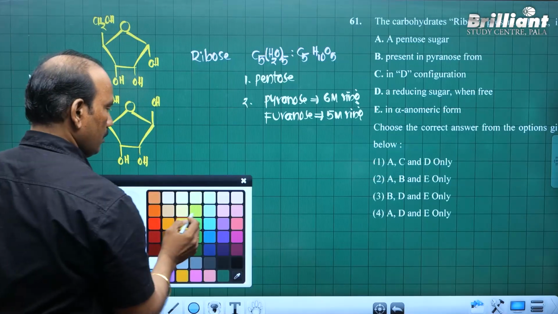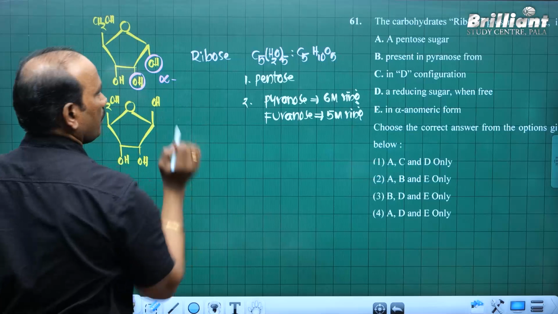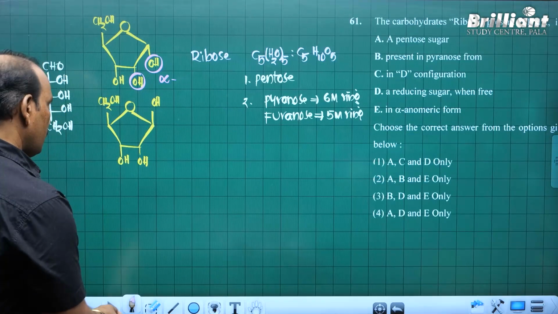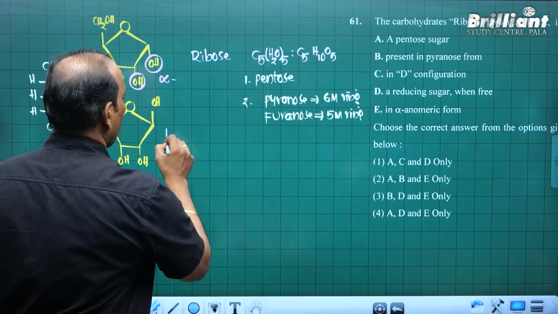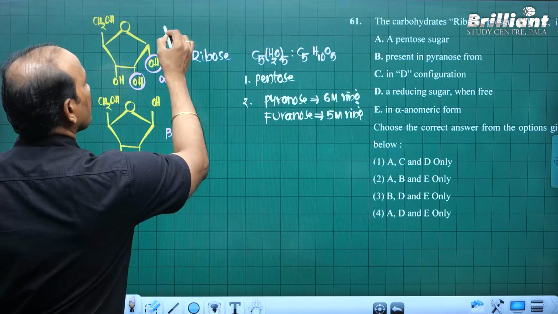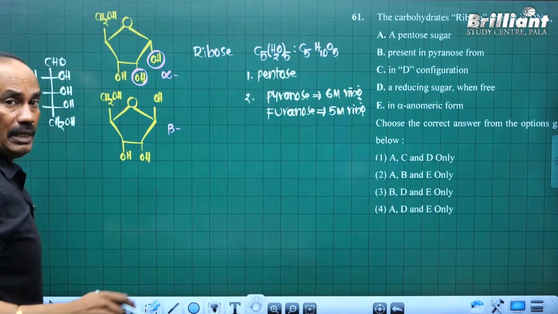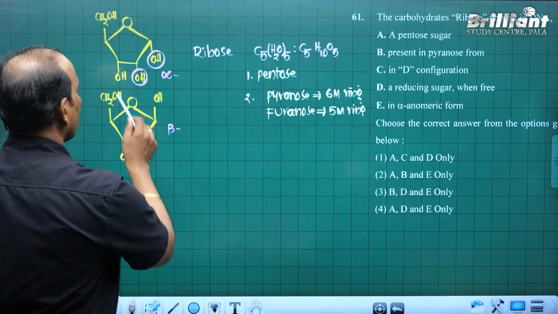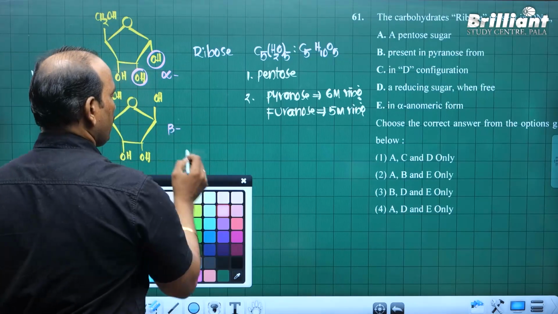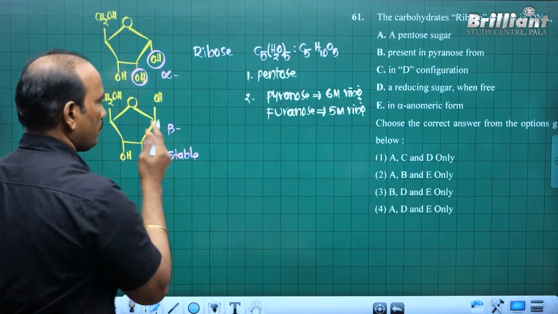Here both are on the same side. This is alpha. Then oxyribose, where oxygen is there, this is beta. Now we go to DNA, deoxyribose. We take this one as the beta form and this as the alpha form. The beta is stable and the alpha is unstable.